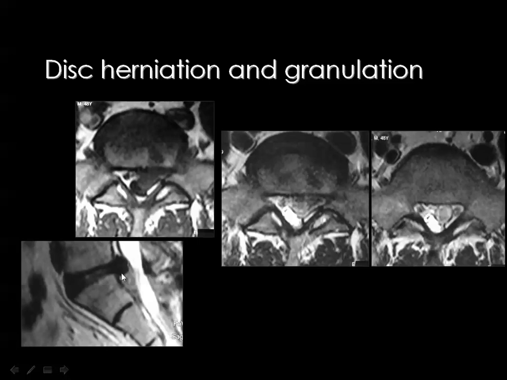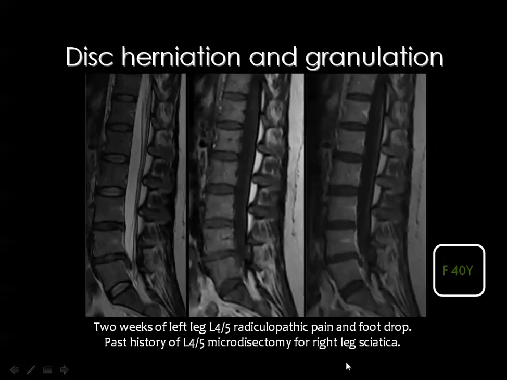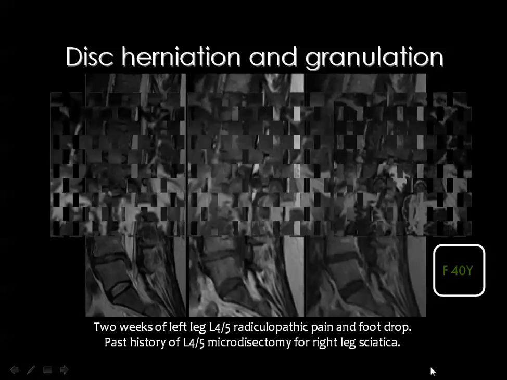The disc, of course, will not enhance, while the granulation tissue will enhance. And this is an example. You can see here that the L45 disc is herniating and is migrating caudally. But this is not the actual size of the disc. In the post-contrast image, you can see there is enhancement of the epidural space, which represents the granulation tissue surrounding this herniating disc.